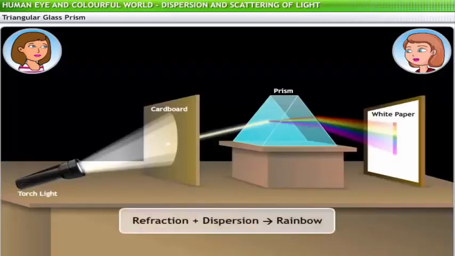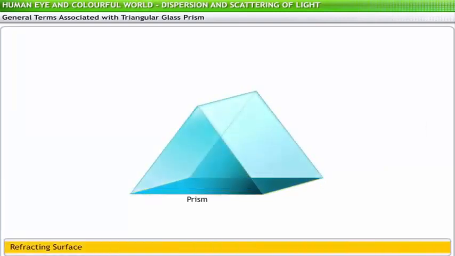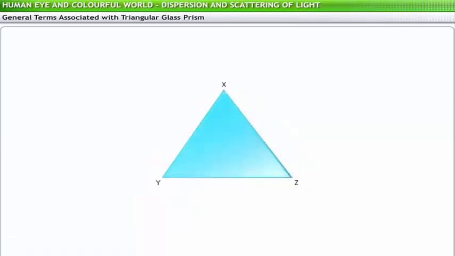The formation of a rainbow is a combined effect of refraction and another phenomenon called dispersion. Let's begin with refraction and review the general terms associated with a triangular glass prism. The rectangular faces in a triangular glass prism are known as refracting surfaces. The line along which the 2 refracting surfaces meet is known as the refracting edge of the prism. The angle between the 2 refracting surfaces, denoted by the capital letter A, is called the angle of the prism or the refracting angle.